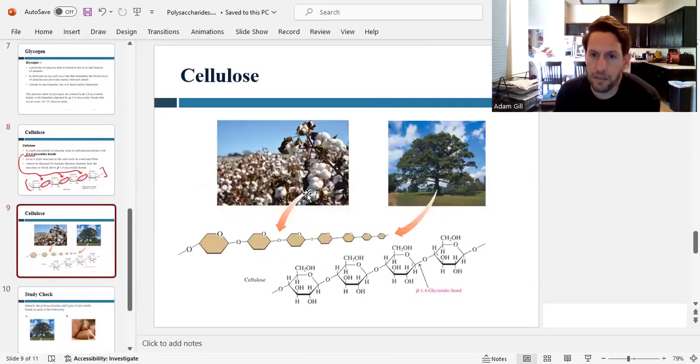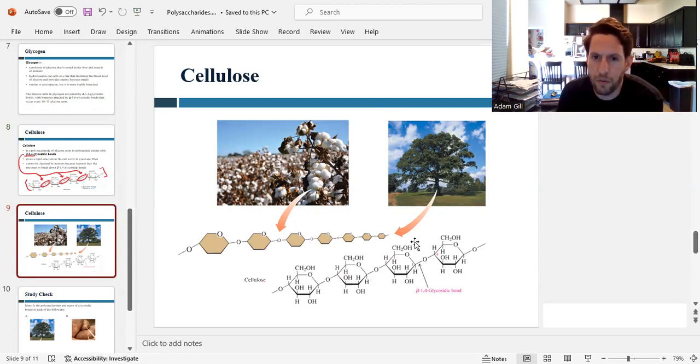And we see cellulose in plant cell walls. Cotton is almost pure cellulose, actually. So if you've ever taken a cotton ball and pulled it apart and seen those little individual fibers, those are pure strands of cellulose, just tens of thousands of glucose molecules all linked together in a little string. And then those strands are coiled together to make the cotton fibers that you can see. And cellulose also exists in wood. It's what gives wood that rigid structure. So beta 1,4 glycosidic bonds.